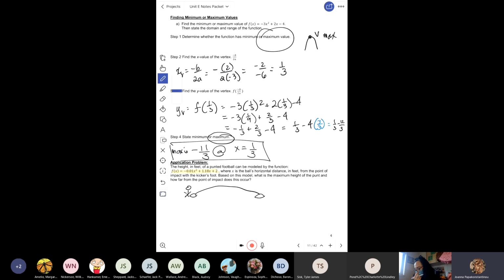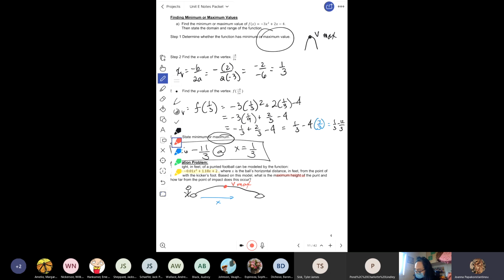That looks like a little parabola that opens down, and a is negative in that function, so yay, it makes sense. And x is the ball's horizontal distance in feet from the point of impact with the kicker's foot. Based on this model, what is the maximum height of the punt and how far from the point of impact does this occur? So what am I really looking for? I'm looking for the vertex, which is a maximum value, right? That's it.